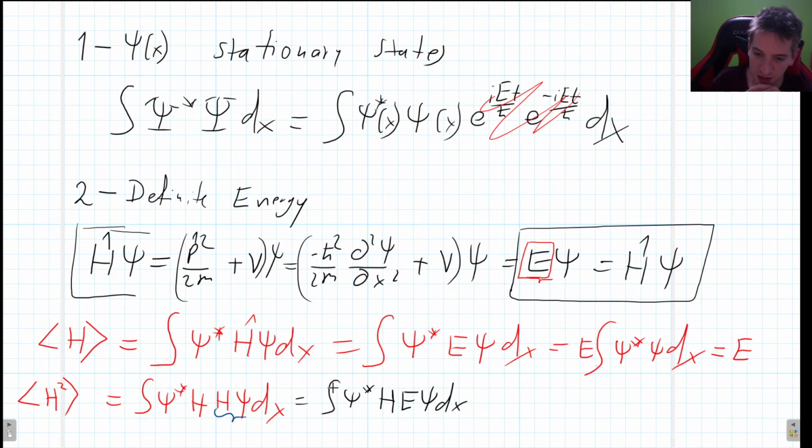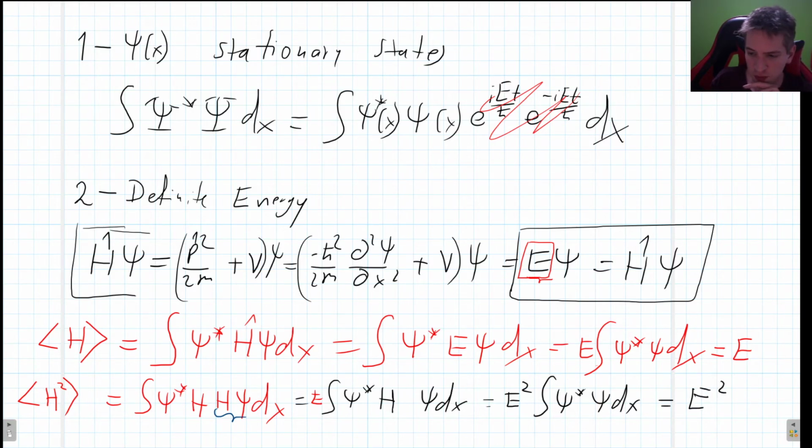We can take the energy out as we did previously. And now we get once again the Hamiltonian acting on this psi, so we get another energy out. We get energy squared times psi conjugate times psi dx, which is once again 1. So the expectation value of the Hamiltonian squared is just going to be E squared.